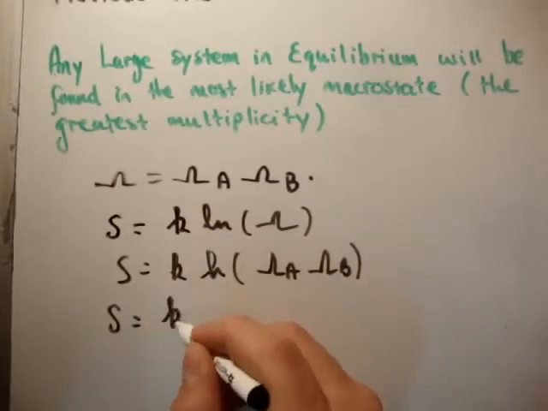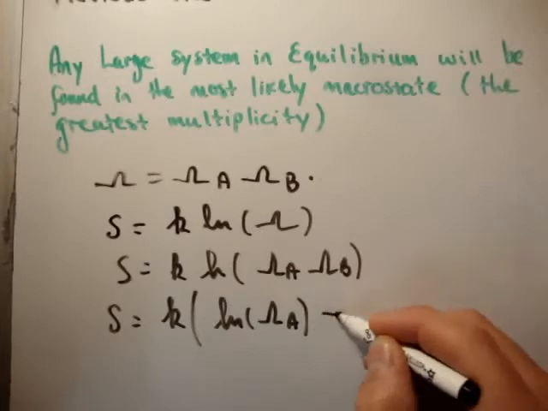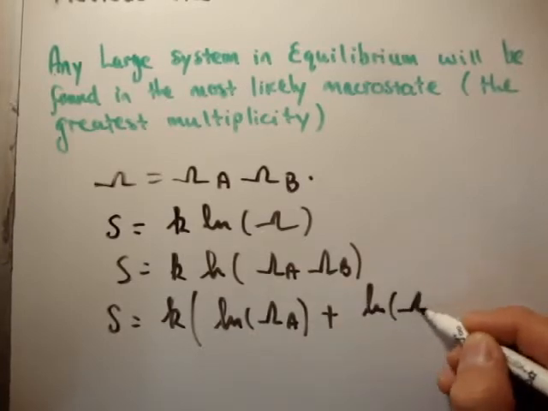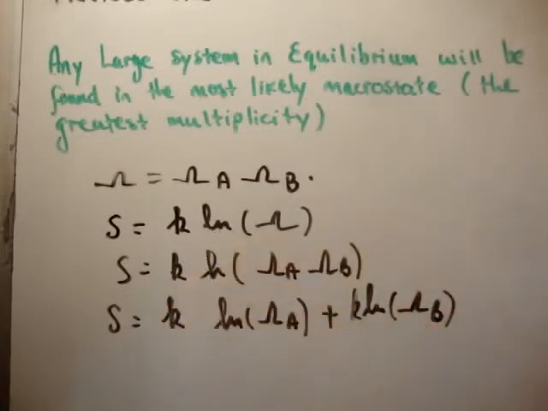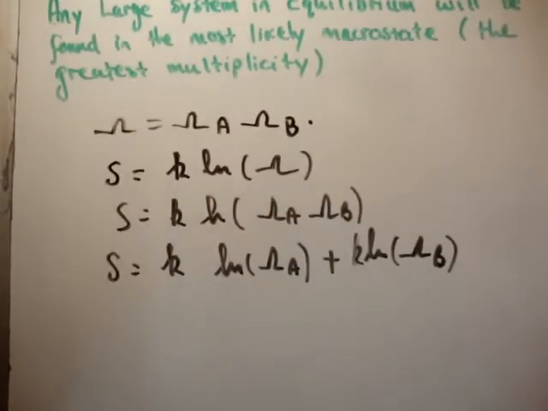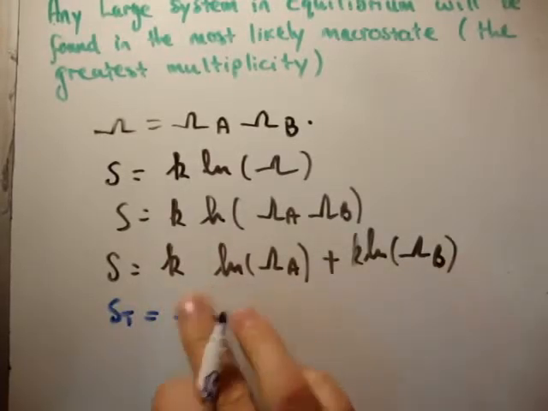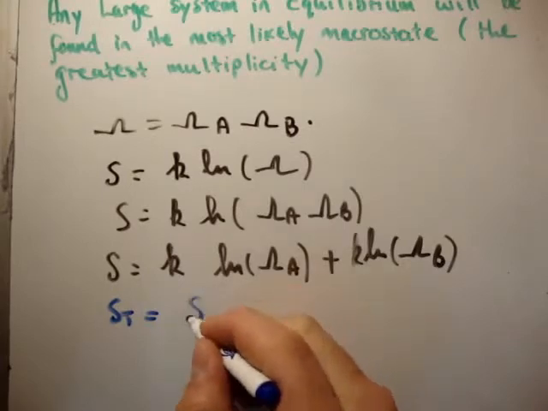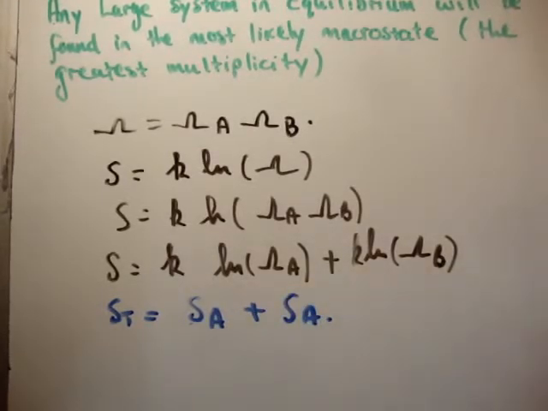Using our rules of logarithms, that's k outside the natural logarithm of the multiplicity of a plus the natural logarithm of the multiplicity of b. Or if I want to just put in the value of k there, we can rearrange this as the total entropy is the sum of the individual entropies. And that's a very neat property.